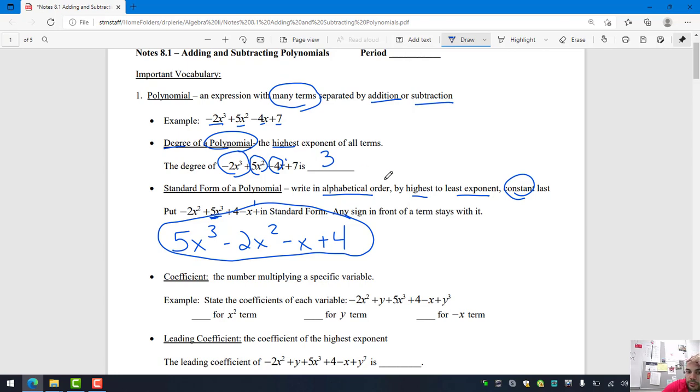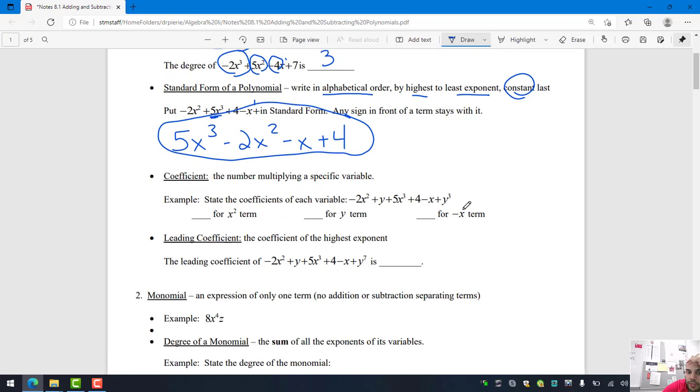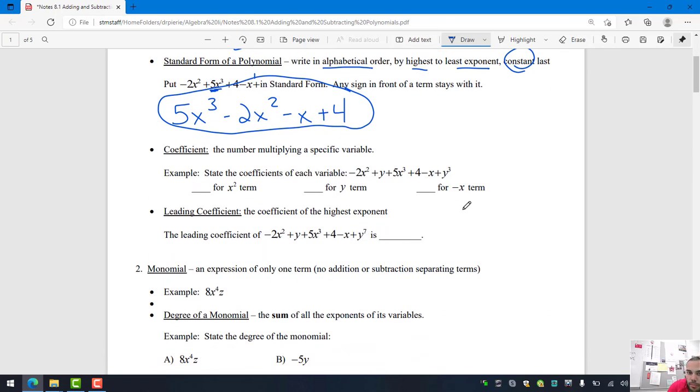A couple more key vocab words for you. A coefficient is the number multiplying a specific variable. All a coefficient is, is the number in front of a variable. It says state the coefficients of each variable, and I got this ugly expression once again: negative 2x squared plus y plus 5x cubed plus 4 minus x plus y cubed.